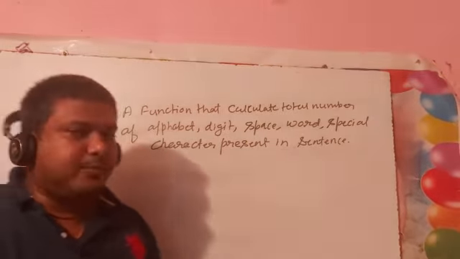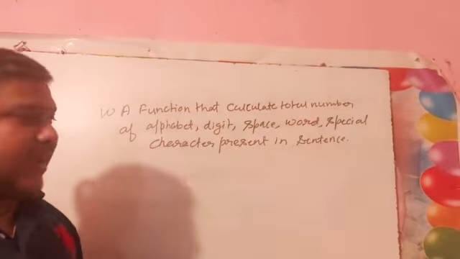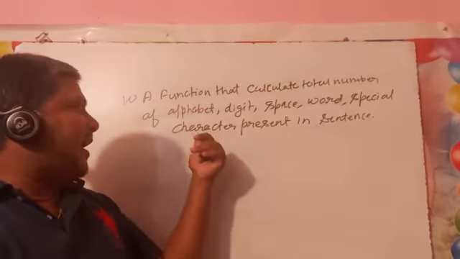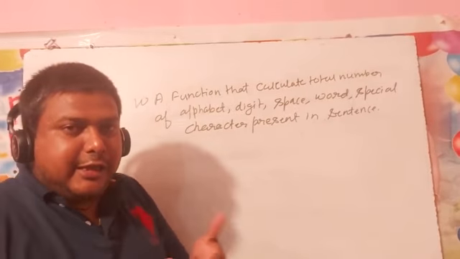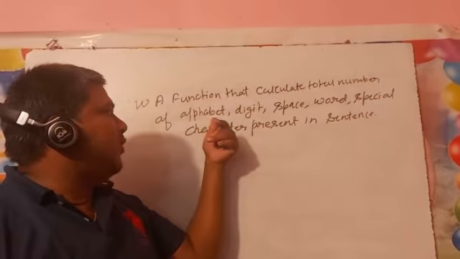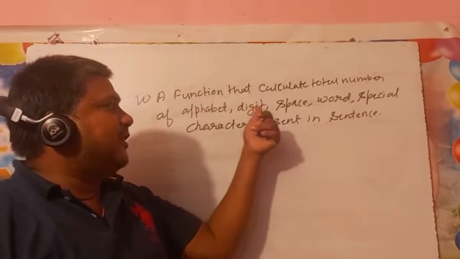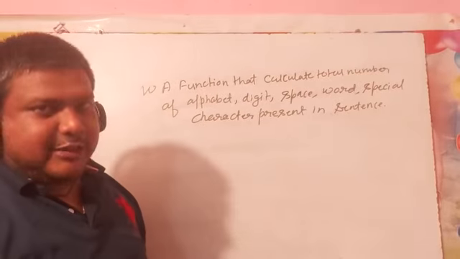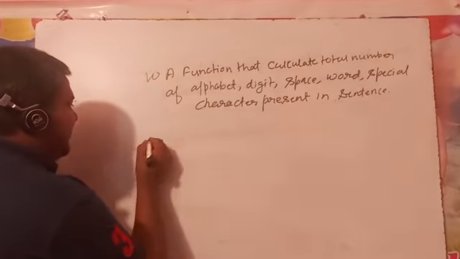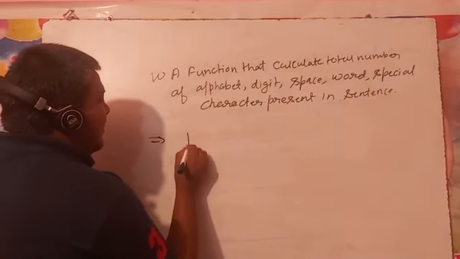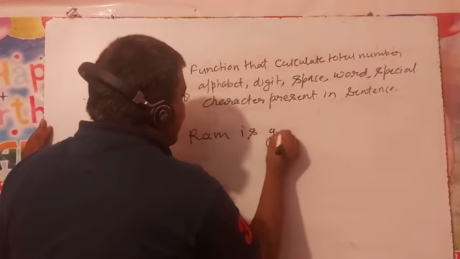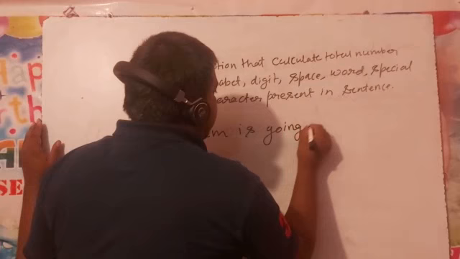What program do we have to make, what function do we have to make? We have to make one function, calculate, that takes a sentence as input, and we have to calculate the total number of alphabets, digits, spaces, words, and special characters present in the sentence. So my dear students, see here, if we have "Ram is going to market".